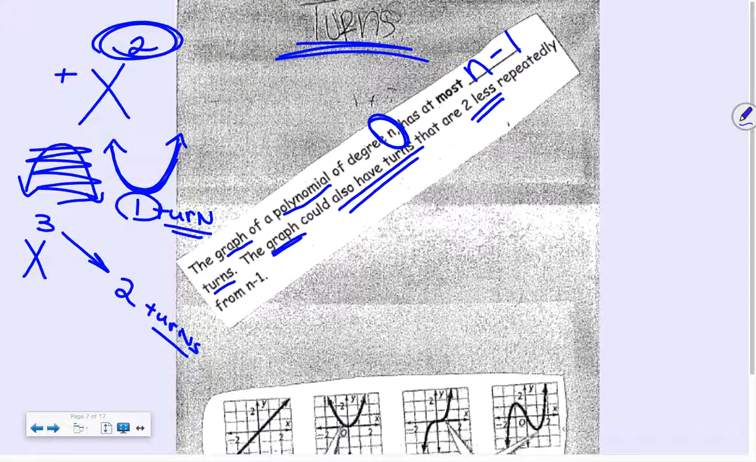Subtract 2 repeatedly from n minus 1. So here's what they're saying. Answer this question. How many turns does x to the 9th have? How many times can it turn?